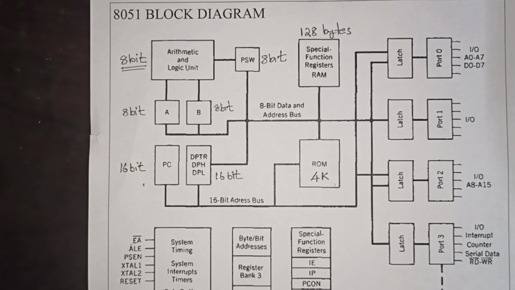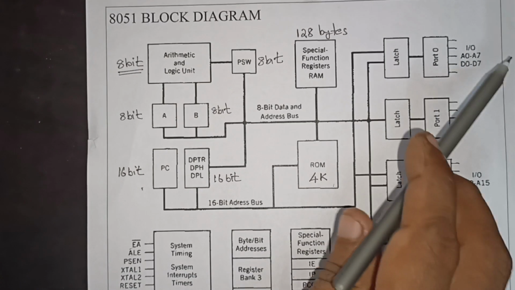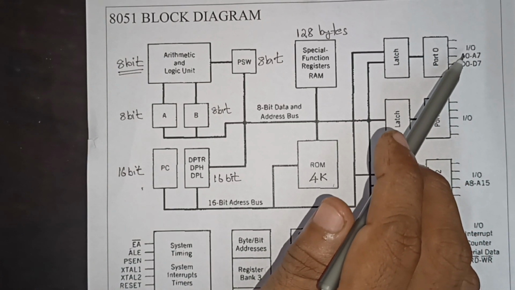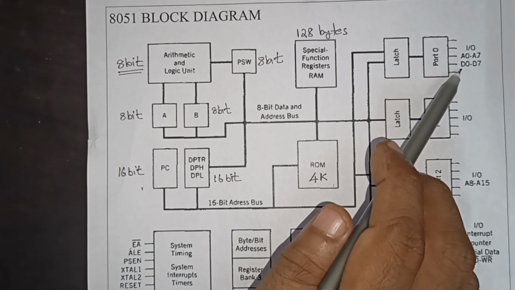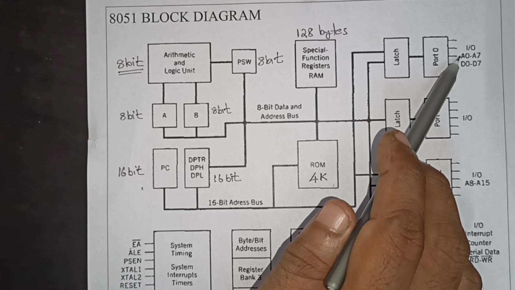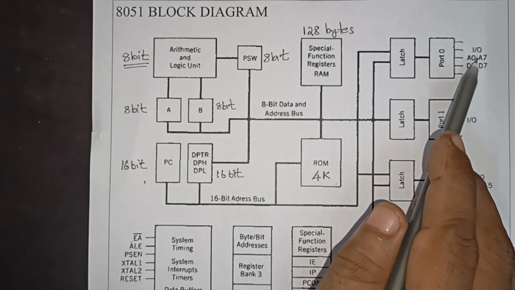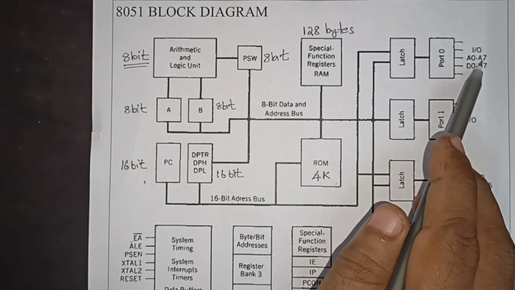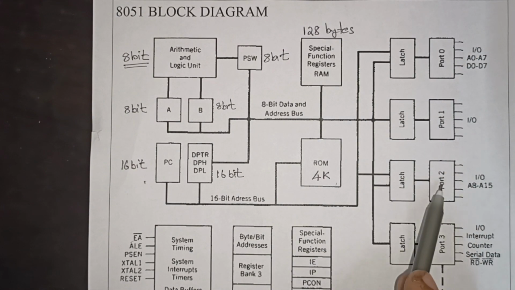Now coming to some additional information. In lab exams they will ask which port in the 8051 is the multiplexed port. The answer is port 0, because the port can carry both address and data, so it is called a multiplexed port. It carries address bits A0 to A7, which is 8 bits. The rest of the address, A8 to A15, goes through port 2.